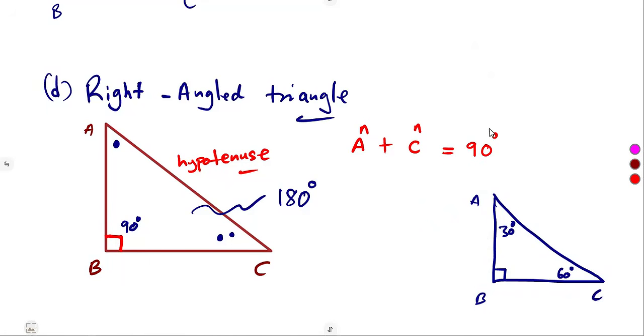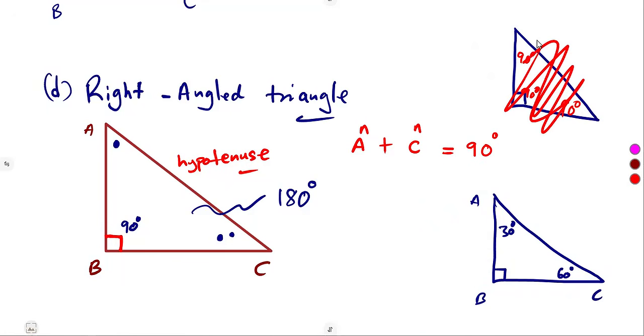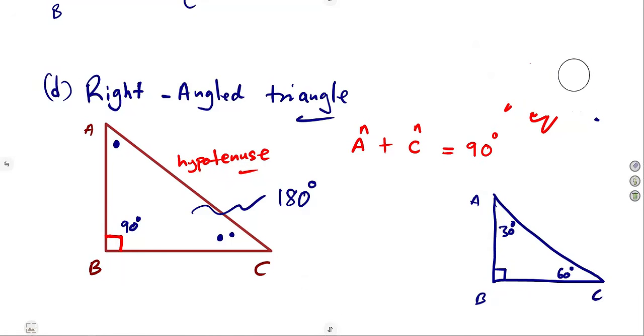It is impossible for us to have a right angled triangle and being an equilateral. That one is possible because we said in an equilateral triangle, all angles are the same. So we cannot have 90 degrees here, have 90 degrees here, have 90 degrees here. It is impossible. It's no longer a triangle. So thus, a right angled triangle can never be equilateral. It can be isosceles, it can be scalene.